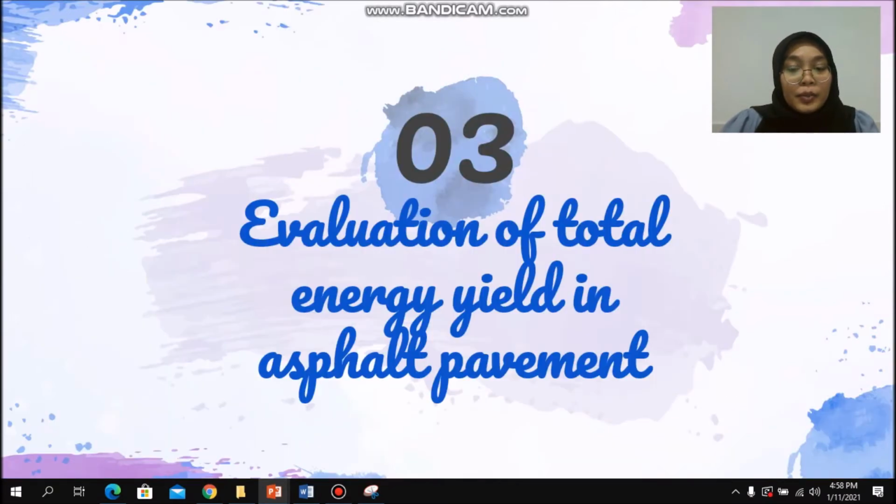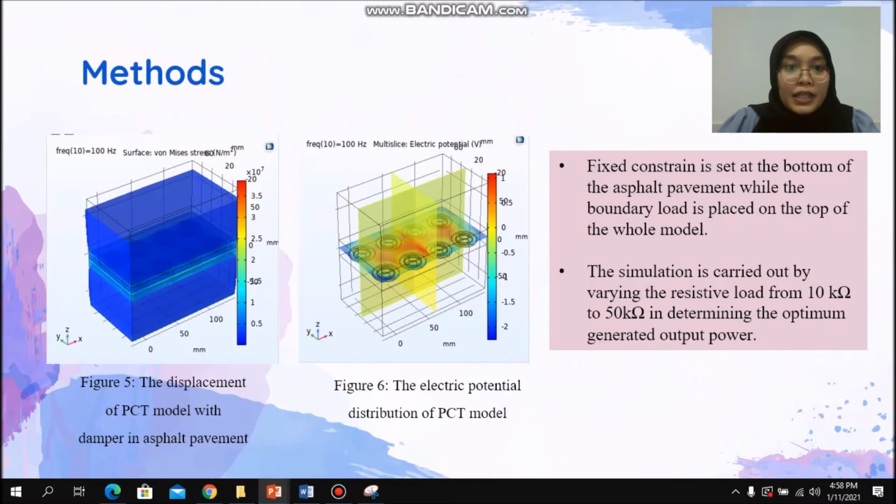So, we proceed to the third evaluation, which is the evaluation of total energy yield in asphalt pavement. This is the figure of displacement taking place on the PCT model, damper and the asphalt pavement. This one is the electric potential distribution on the PCT model. So I will explain the methods. The fixed constraint has been implemented at the bottom of the asphalt pavement, and the boundary load is placed on top of the whole model, which is here.